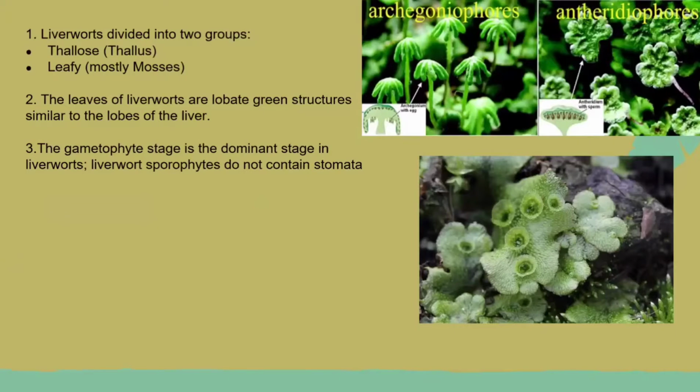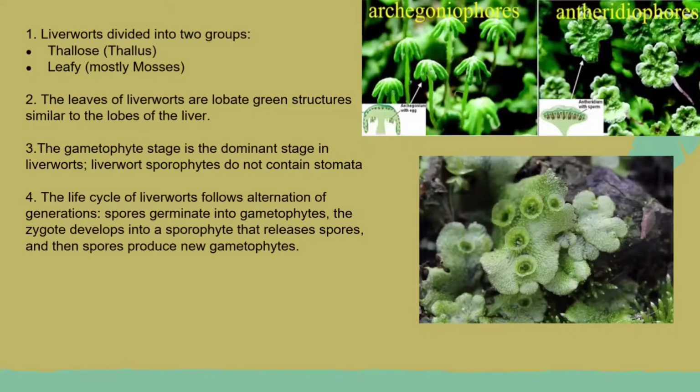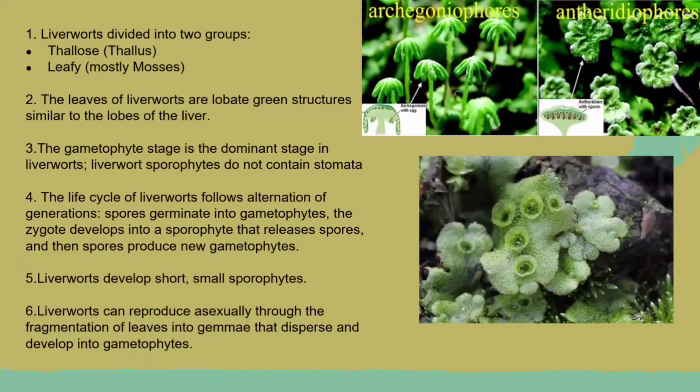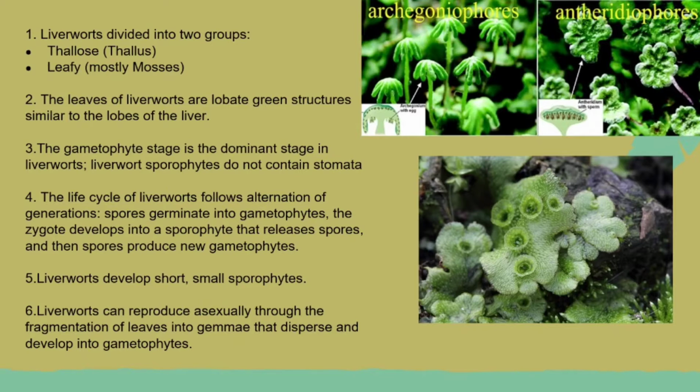Next, I will explain to you about the liverworts. Liverworts are divided into 2 groups, which are thallus and leafy. The leaf of the liverworts is a lobate green structure similar to the lobes of the liver. The gametophyte stage is the dominant stage in liverworts. Liverwort sporophytes do not contain stomata.